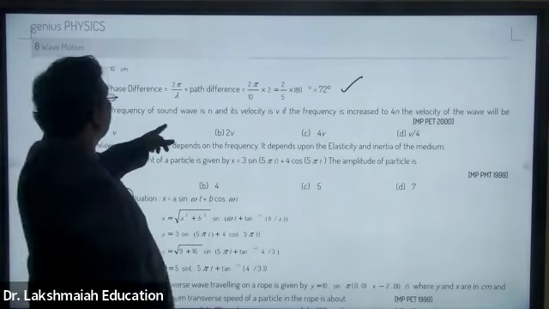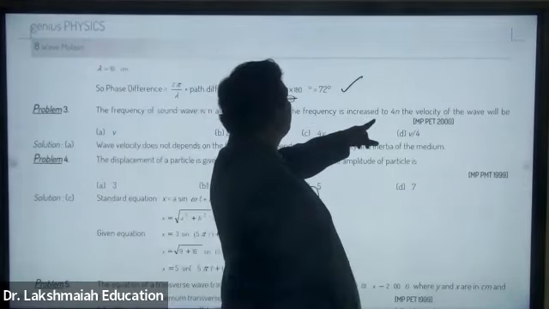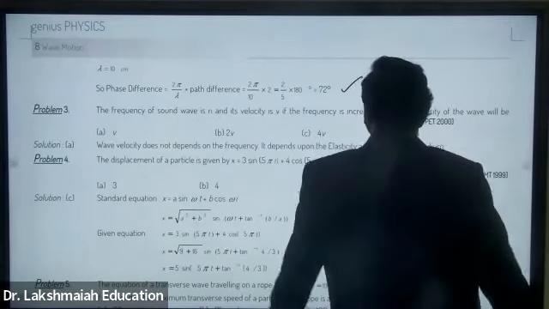The frequency of sound waves is n and its velocity is v. If the frequency is increased to 4n, the velocity of the wave becomes 2.